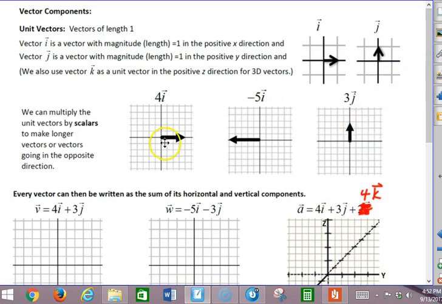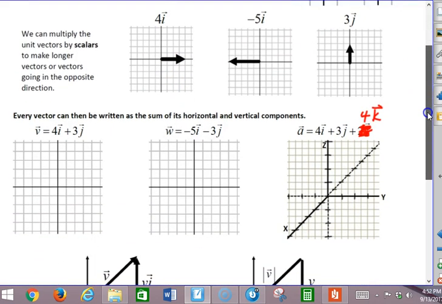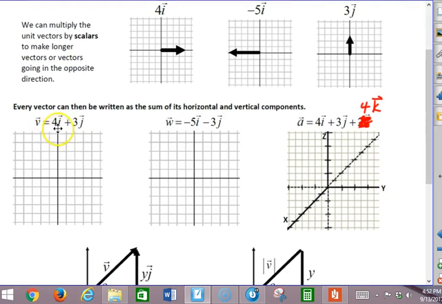Now these, when put together, can be the components of another vector. So when we add them together, 4i plus 3j, I'm going to draw, here's my vector 4i, here's the vector 3j. Now when we add vectors, we have to add them tip to tail, so we can move the 3j over here, and then starting at the origin, draw from the beginning of one vector to the end of the second vector, and this is our vector v. This vector is the sum of these two vectors.